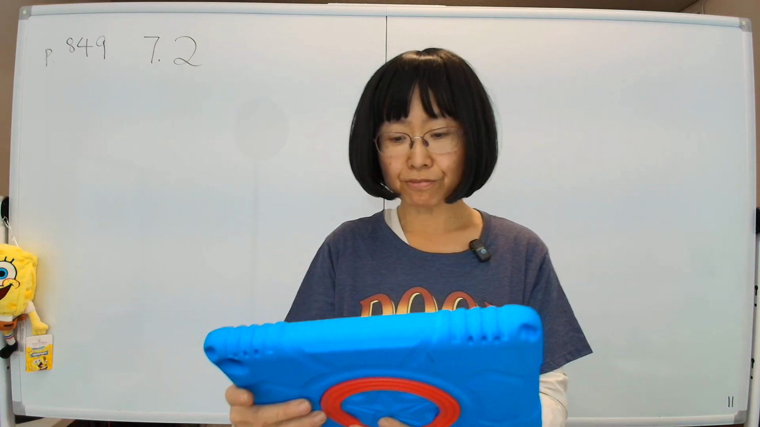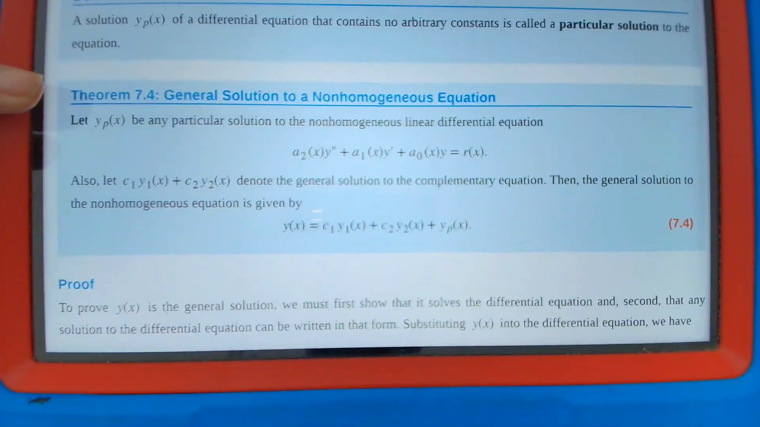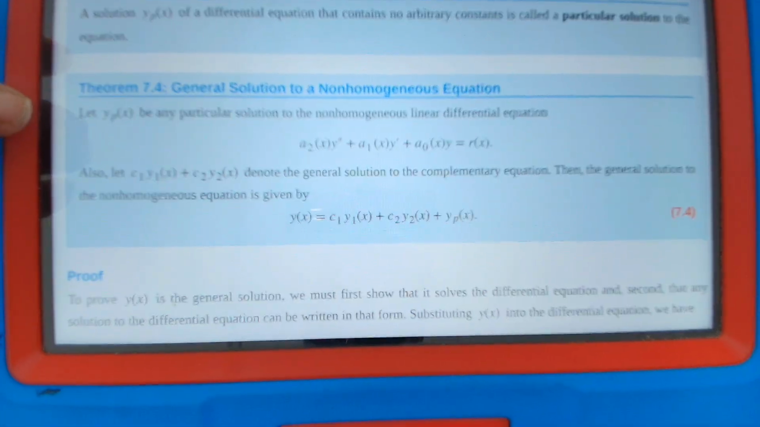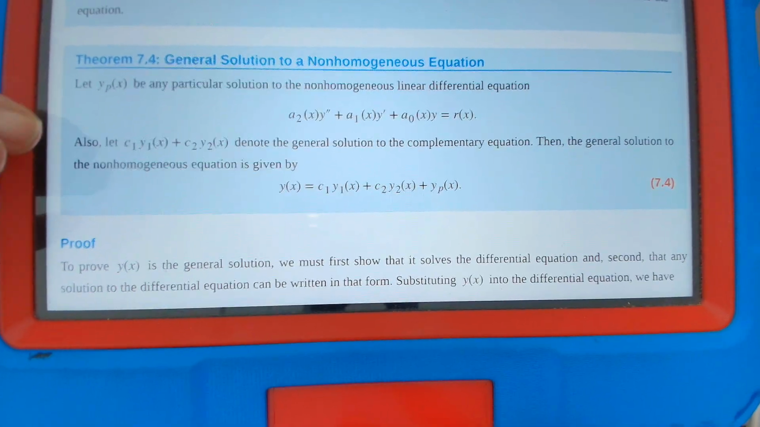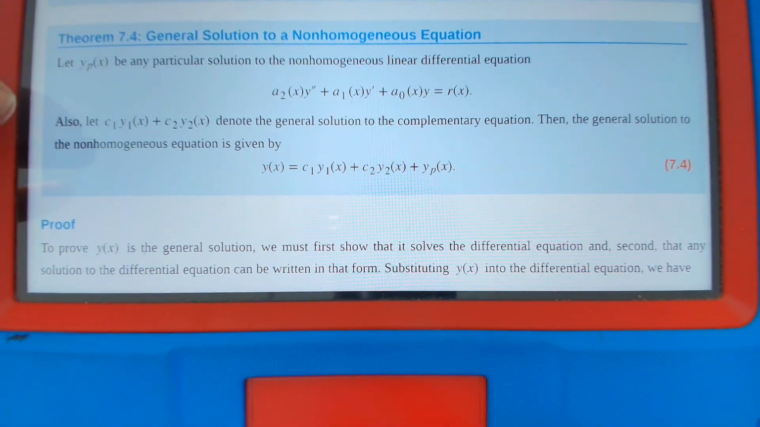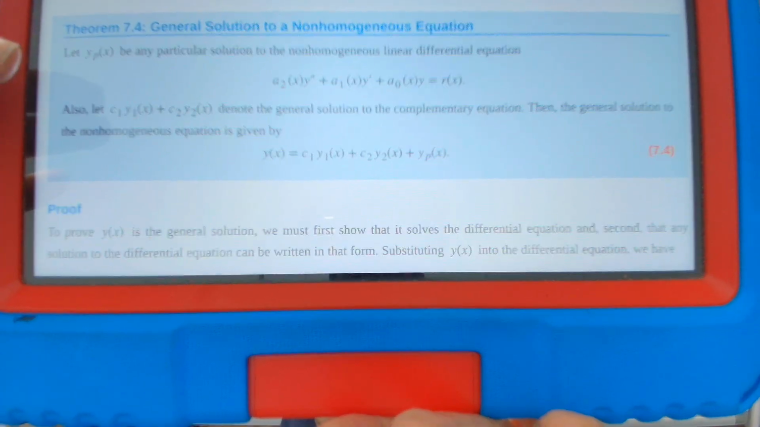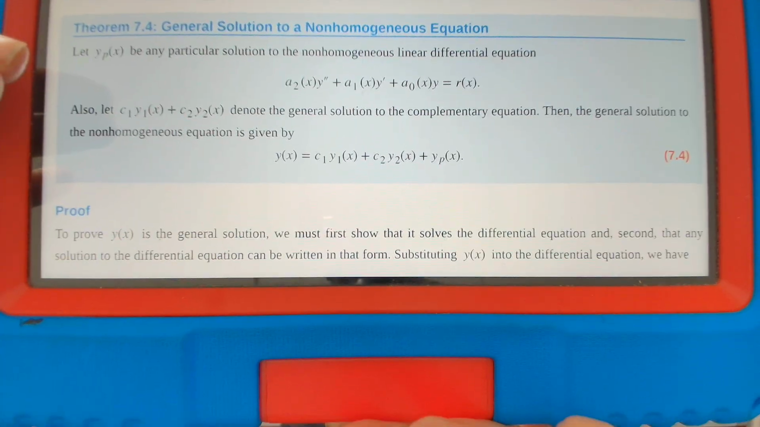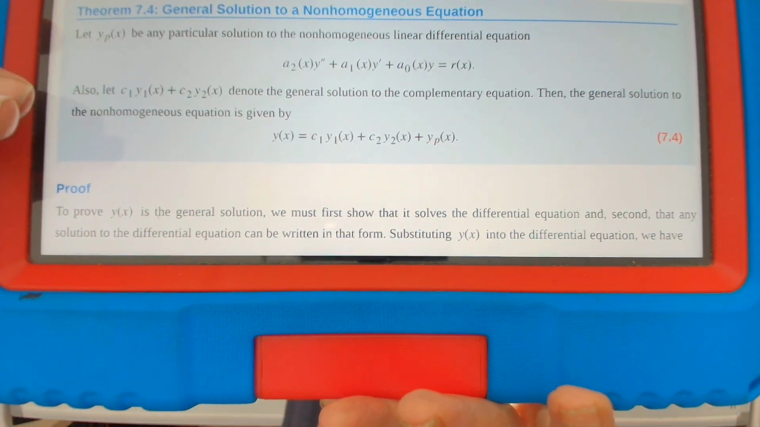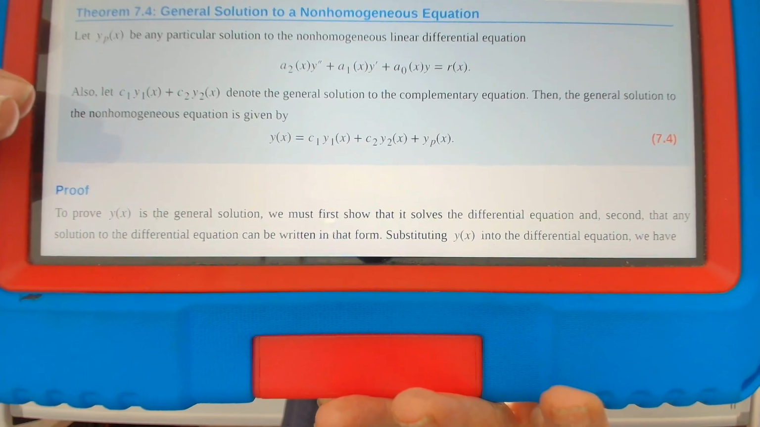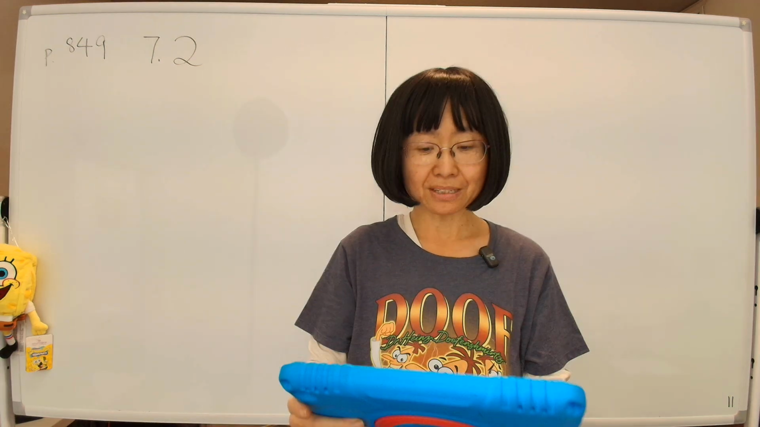Theorem 7.4 states that if yp of x is some kind of particular solution to this equation that we're thinking about solving, where it doesn't equal 0, it equals r of x, and we let c1 y1 plus c2 y2 be the solution for when it is 0, that is the complementary solution, then the general solution will be given by c1 y1 plus c2 y2 plus yp of x. So we add it all together and that will be the general solution.